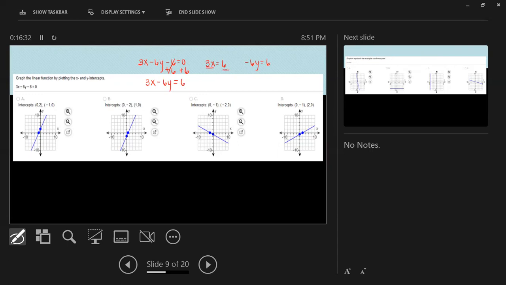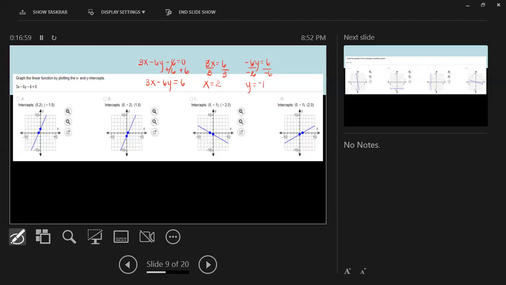So the 3 and the x together implies multiplication. To undo multiplication, I'm going to divide. So I'm going to divide each term by 3. That cancels out. So here, x is equal to 6 divided by 3 will give you 2. Over here, I'm going to divide both sides by negative 6 because I want to get the y by itself. So y is equal to 6 divided by negative 6 will give you a negative 1.